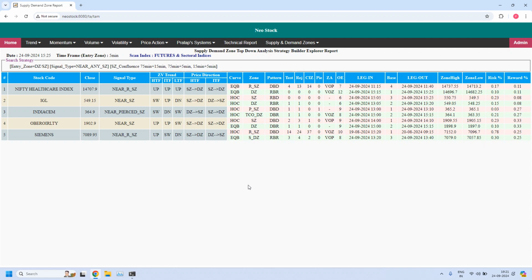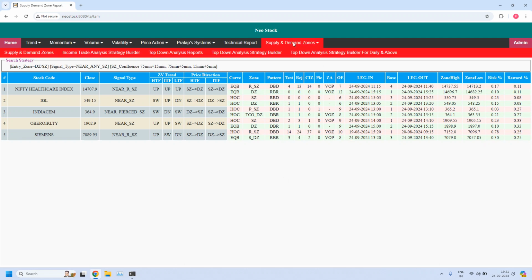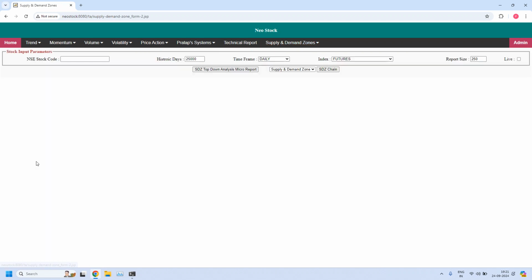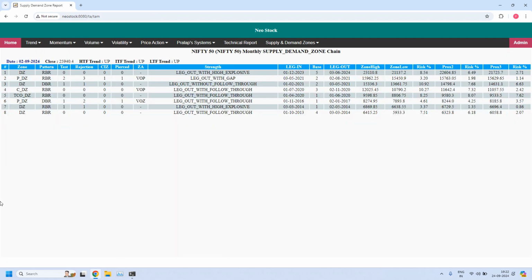Okay, this is about stocks near demand and supply zones. We also identified daily and 75 minutes high liquidity zones. So the next set of reports is about the NIFTY and BANKNIFTY supply demand zone chain. First let's start with NIFTY. Starting from the monthly time frame, I am generating a NIFTY supply demand zone chain for the monthly time frame.